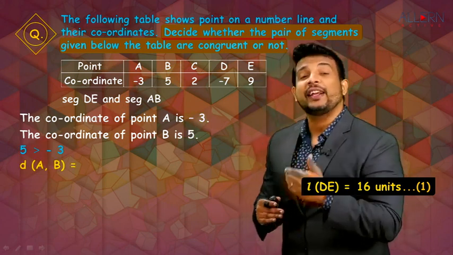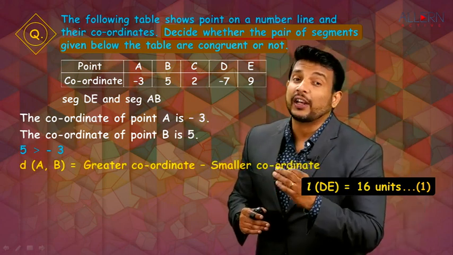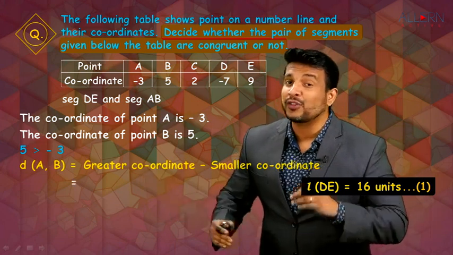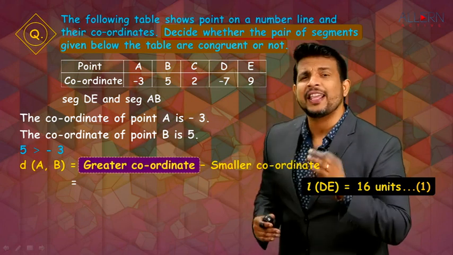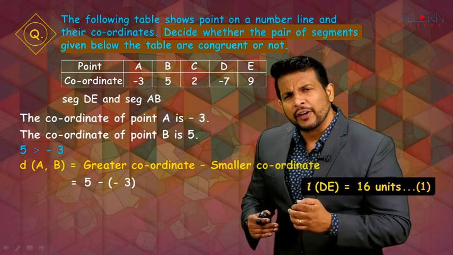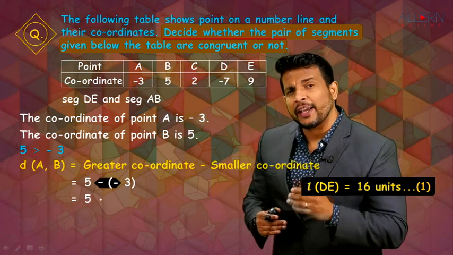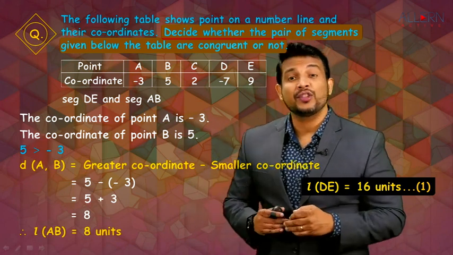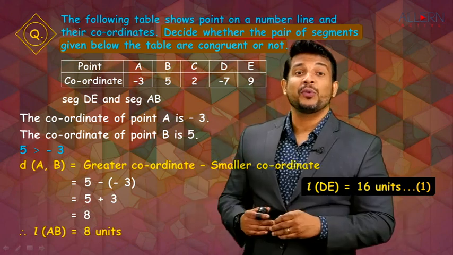And now we write the distance between A and B is equal to the greater coordinate minus the smaller coordinate. What is the greater coordinate? The greater coordinate is 5, so it is 5 minus of -3. Solve it further. So what do we get? 5 remains as it is, minus into minus is plus. So we get 5 plus 3. How much is that? It is equal to 8 units. That means the length of AB is equal to 8 units.